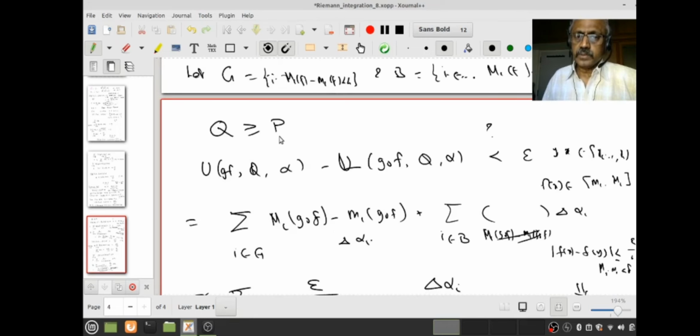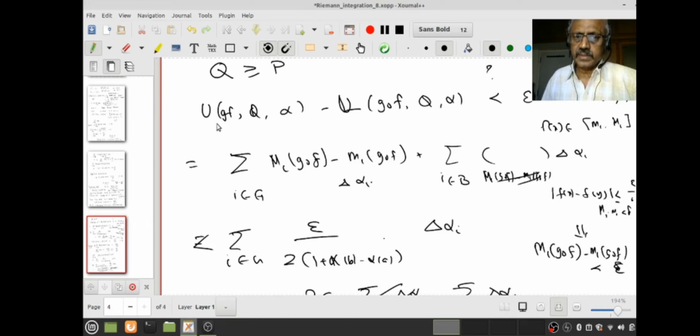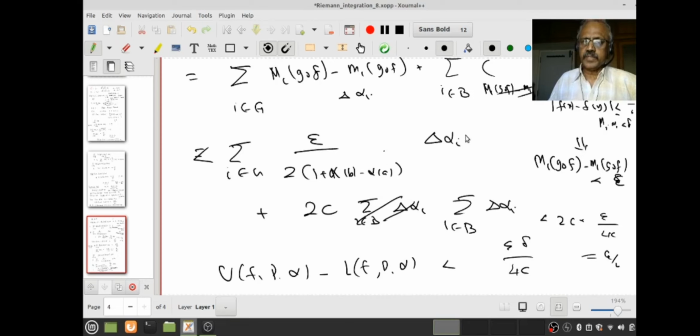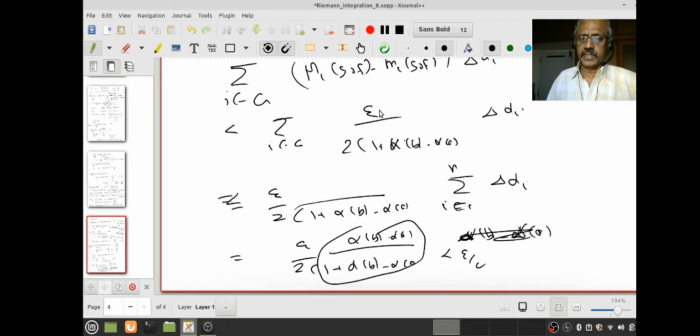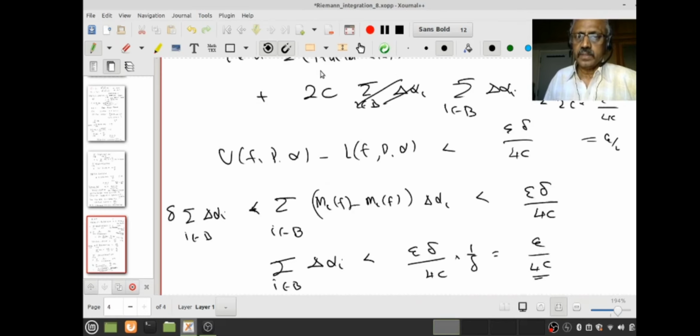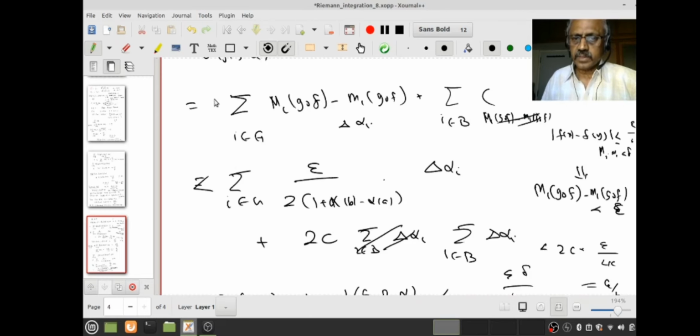for any Q finer than P, whatever it is, U of G composed F, Q, alpha minus L of G composed F, Q, alpha is less than epsilon. So what remains to be shown is why capital Mi of G composed F minus small mi of G composed F is less than epsilon, whatever we wrote.